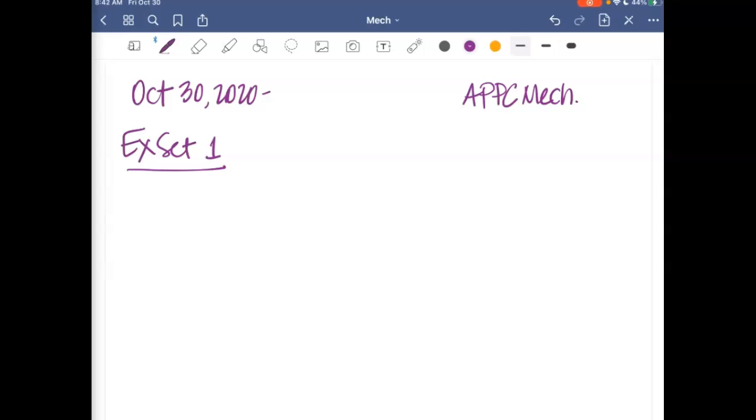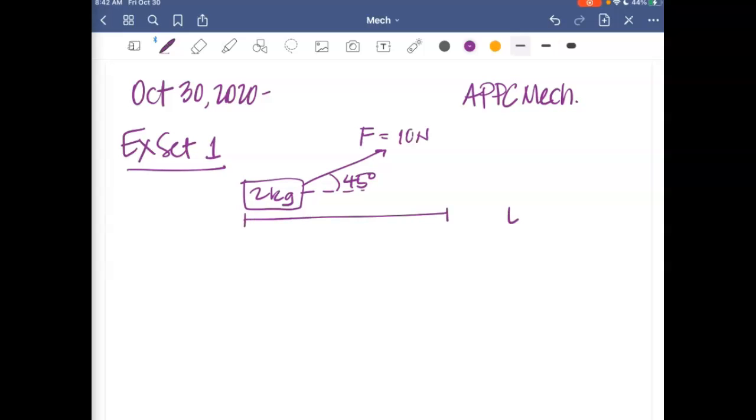So the first question, we've got a 2 kilogram block sitting on a table or floor or something like that. It's being pulled to the right with a force F, at an angle of 45 degrees. The magnitude of the pull is 10 newtons, and it's going to be pulled across the floor for a time of 0 to 5 seconds. It starts from rest, so the initial velocity is 0.